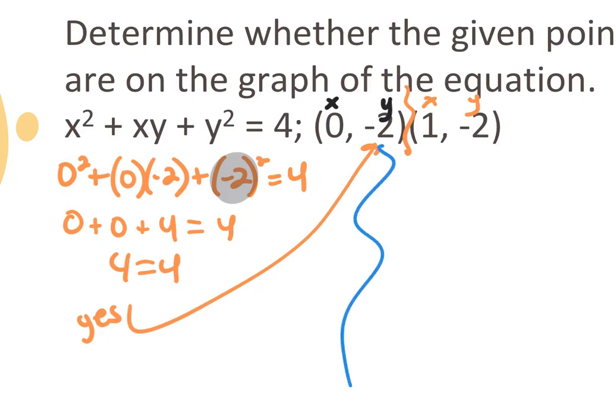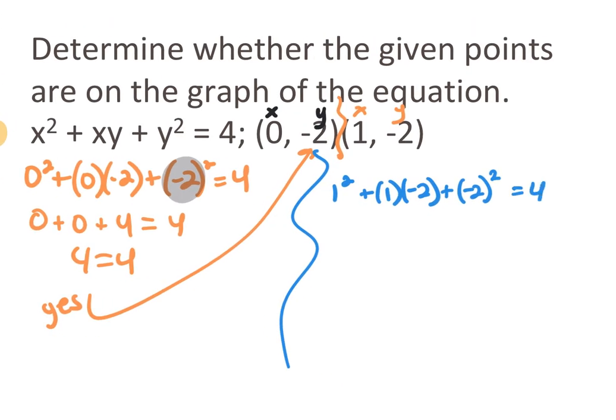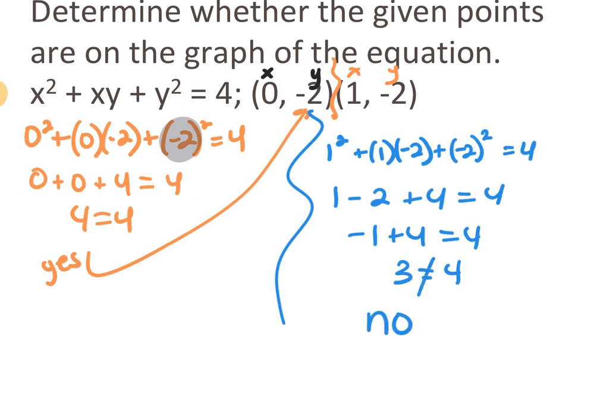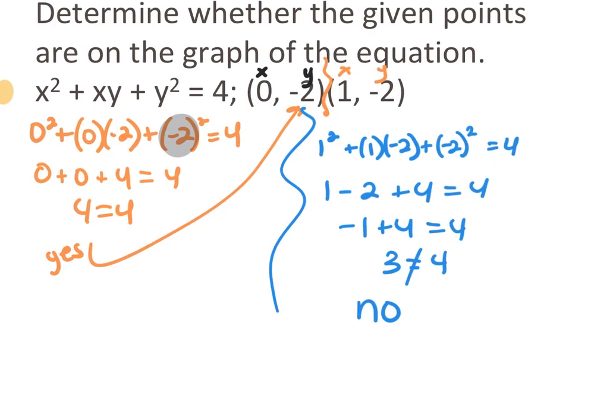Second point, plug it in. 1 squared plus 1 times negative 2 plus negative 2 squared equals 4. 1 minus 2 plus 4 equals 4. And I end up with 3 equals 4. Is that true? No. So this one is not on my graph.